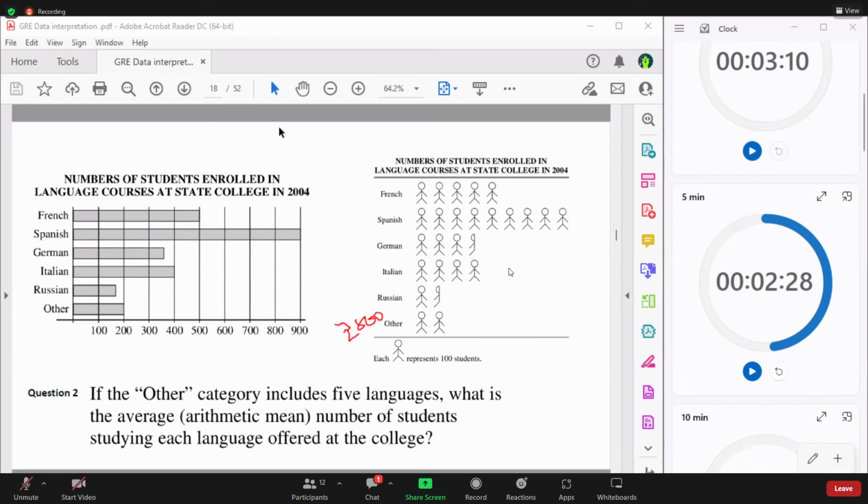Next one says, if the other category includes 5 languages, what is the average number of students studying each language? There are 1, 2, 3, 4, 5 already, and this one contains 5 languages. So basically total 10 languages. And since there were 2500 students, 2500 over 10 would be 250. 250 students on average studying each language.